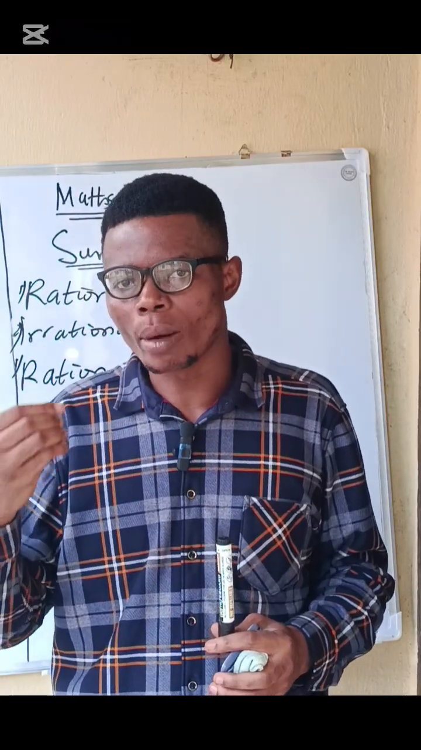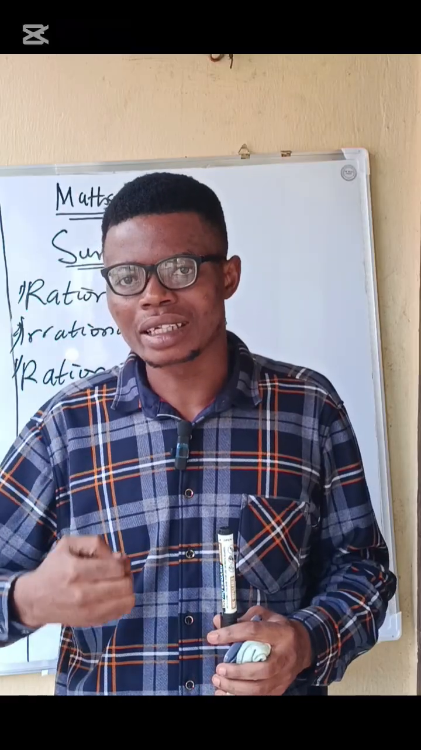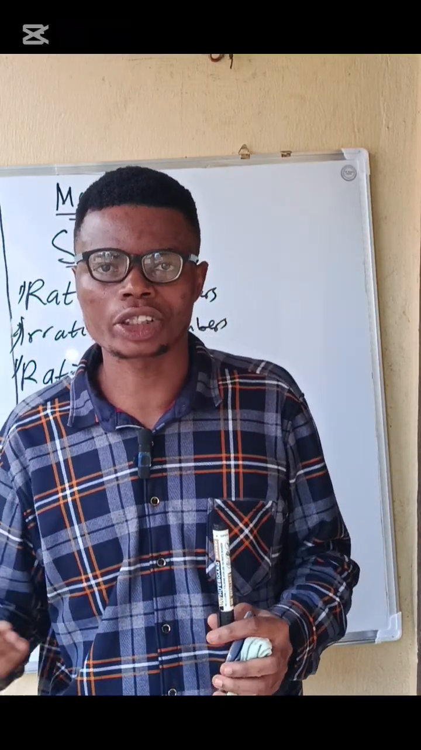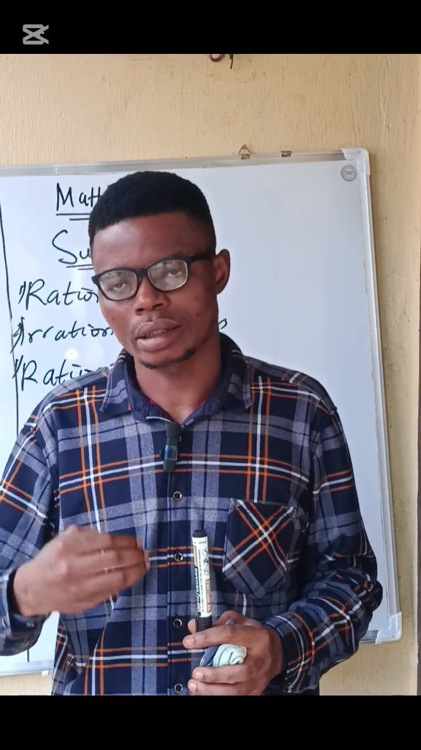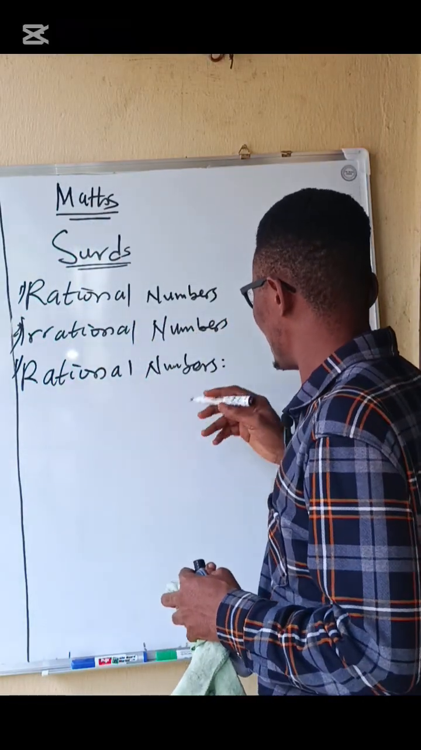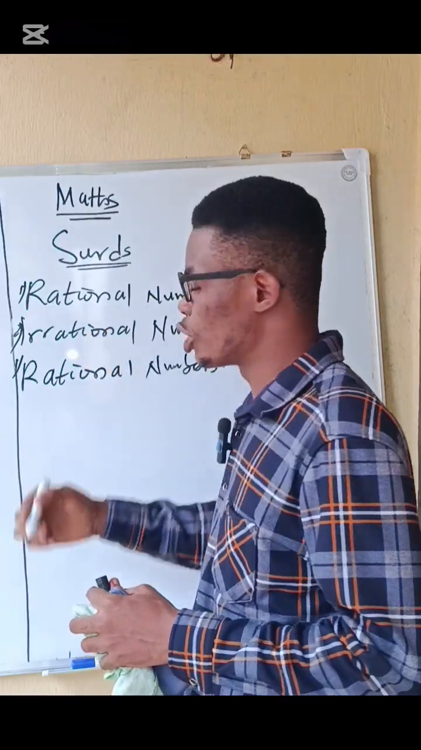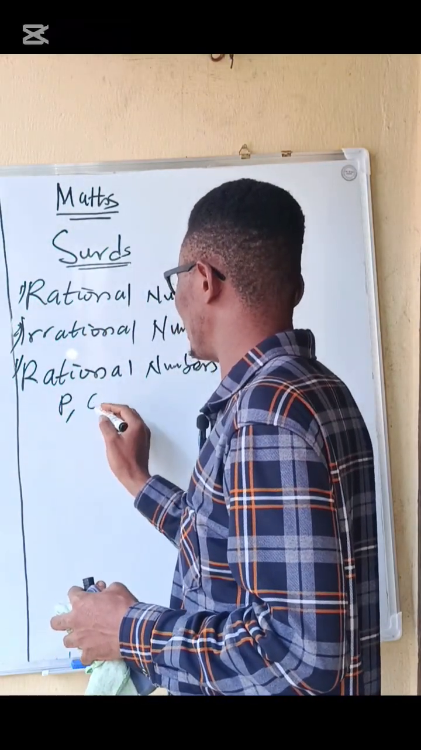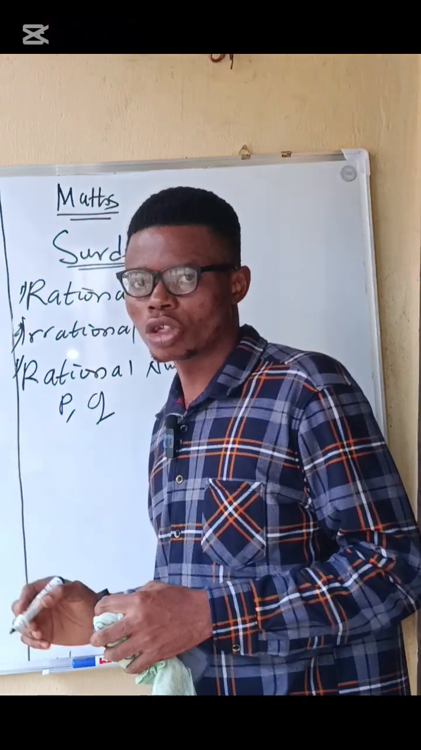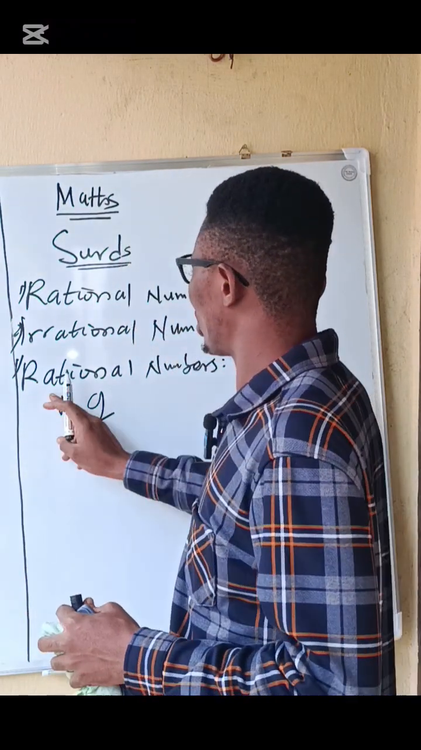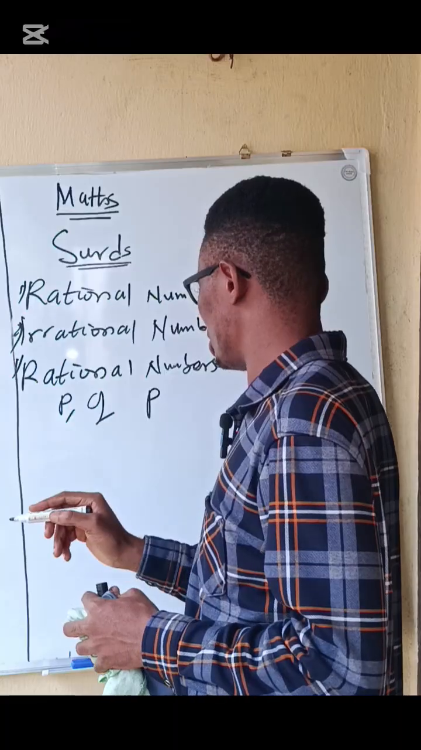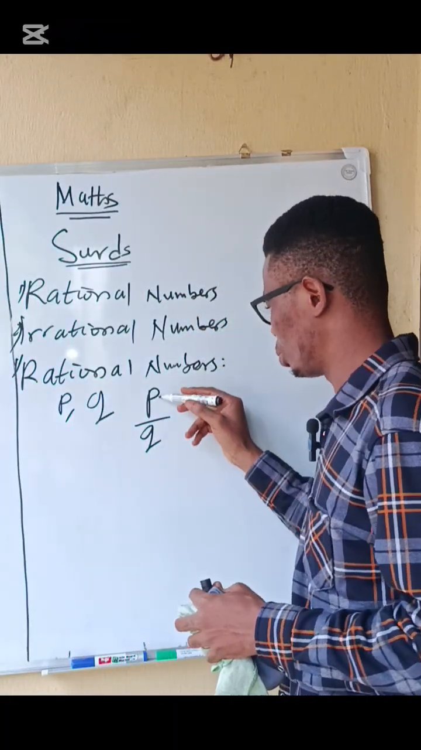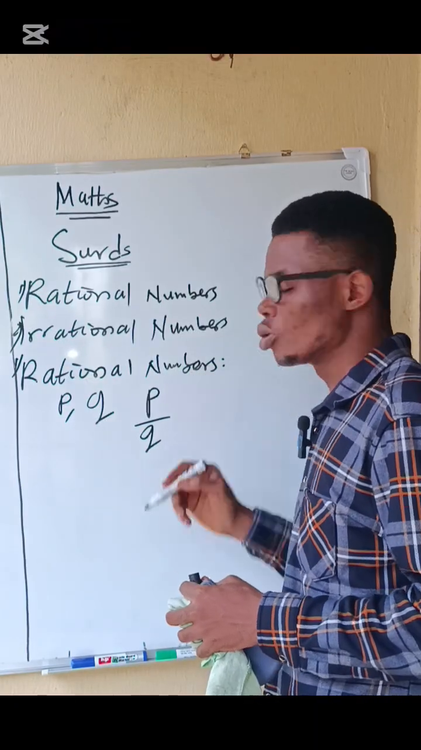Or you can put it this way. Rational numbers are those numbers that can be expressed in the form of a fraction. So look at this. The first definition says ratio of two integers. Say for instance, we have integer p, we also have integer q. If we say p over q, automatically this is a ratio of p to q.